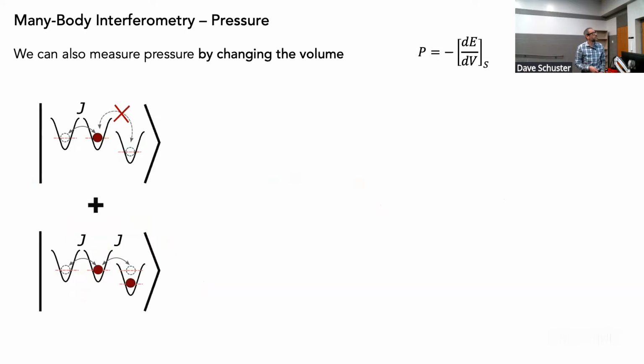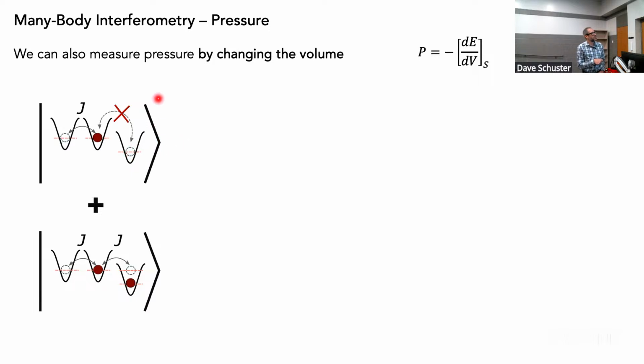We can also, and I like this one even better, measure the compressibility, and then the pressure, right? Pressure is like dE/dV, thermodynamically. And so you're like, well, how can we change the volume?